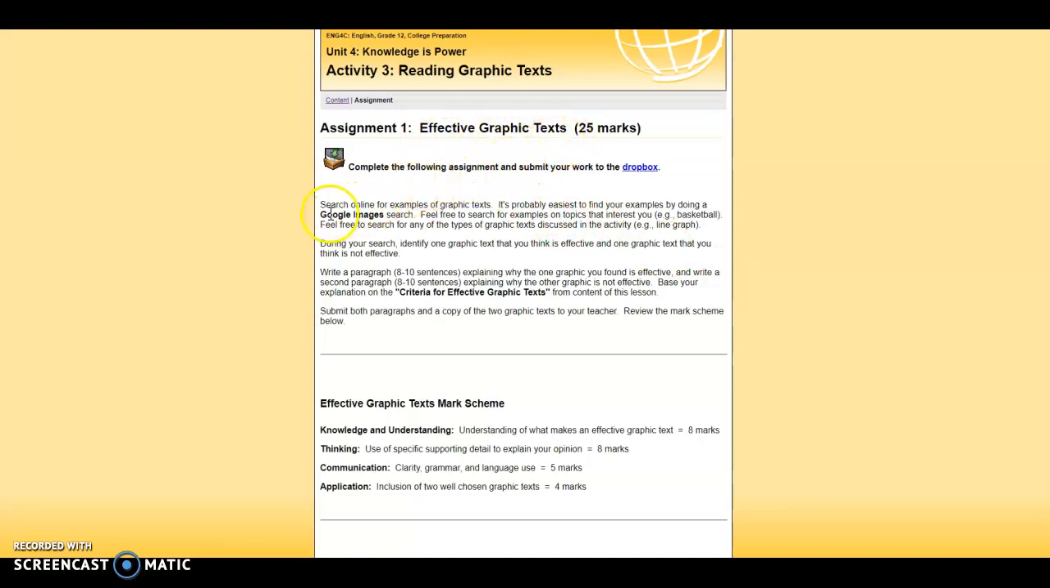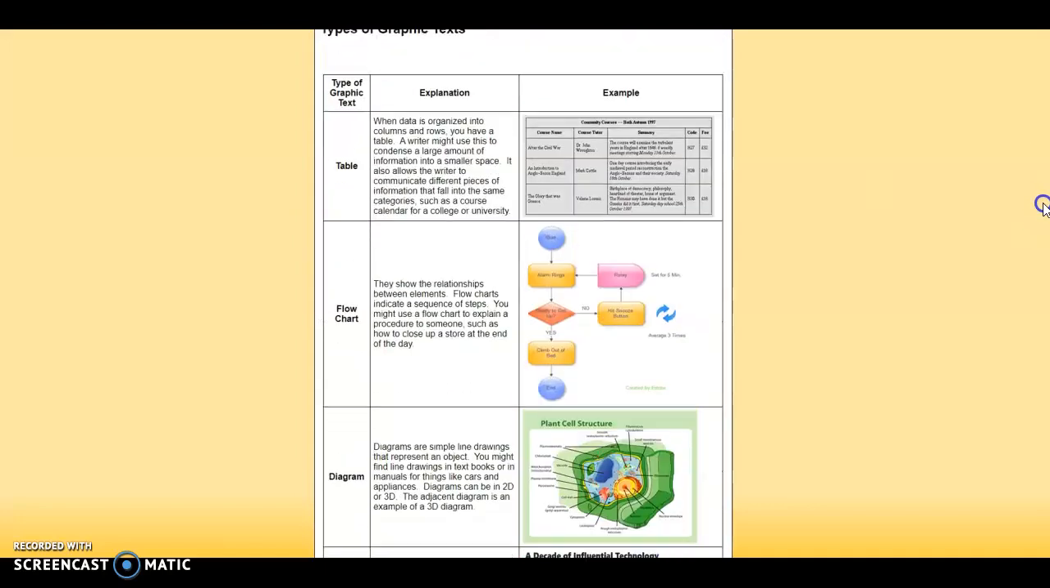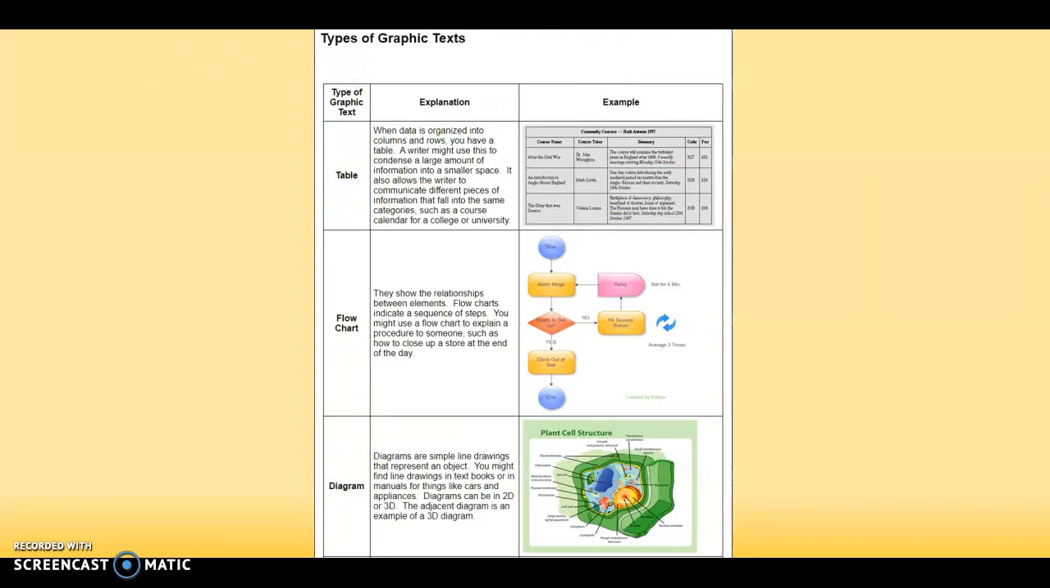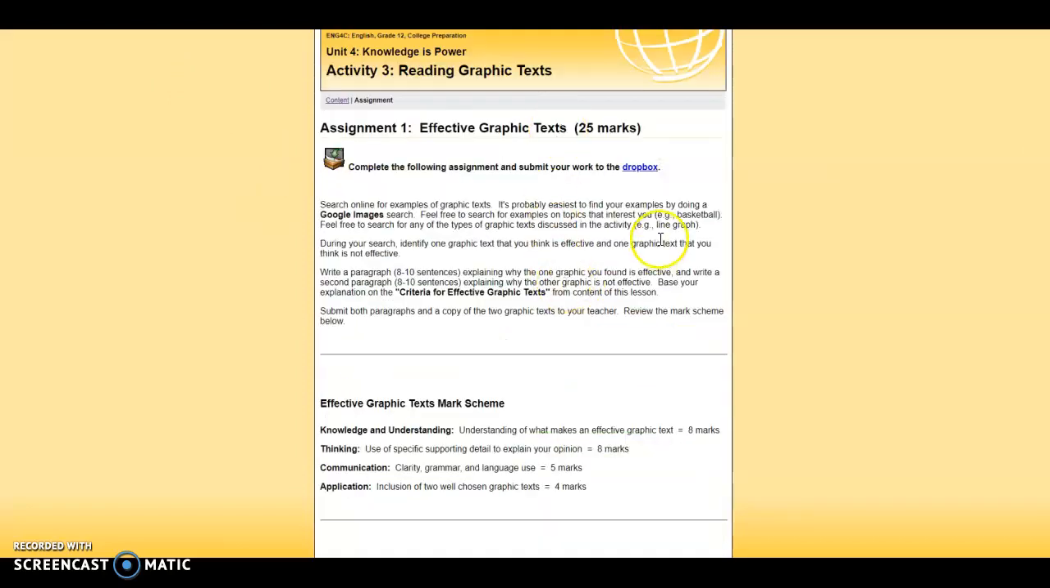And for this assignment, you're going to search online for examples of graphic texts. And I would argue the easiest way to find graphic texts online is to use Google Images. And you can search for any topic you like. So for example, if you're interested in basketball, you can look up graphic texts that relate to basketball. And you can search for any type of graphic text that you like that was listed on our content page here. So the different types of graphic texts here. You can choose whichever one you like, and you can search for it.